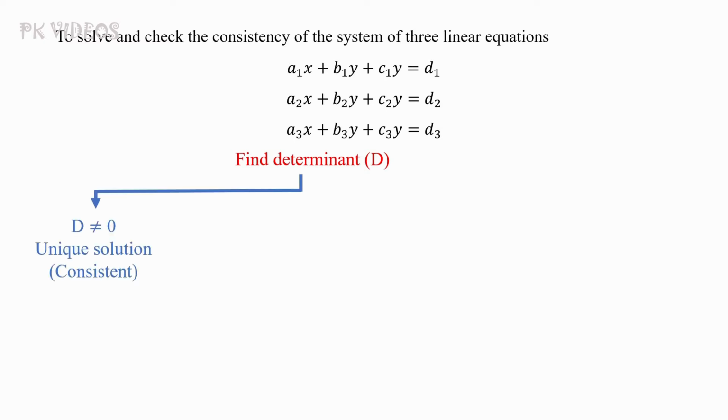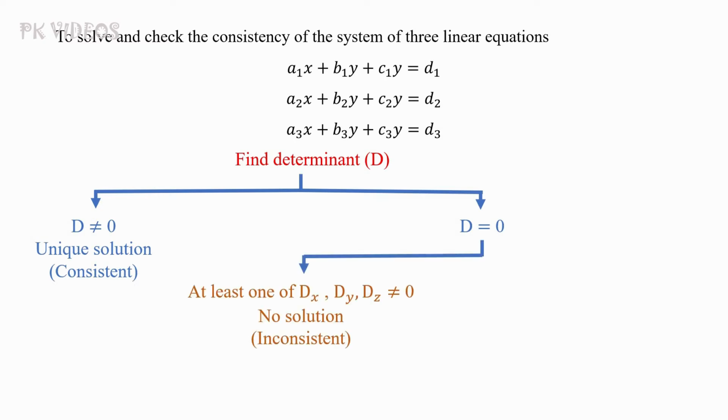If the determinant d is not equal to 0, then the system of linear equations is said to have a unique solution. They are consistent. If the determinant is equal to 0, then we have two situations. Either at least one of dx, dy, dz is not equal to 0, then it has no solutions. It is inconsistent.